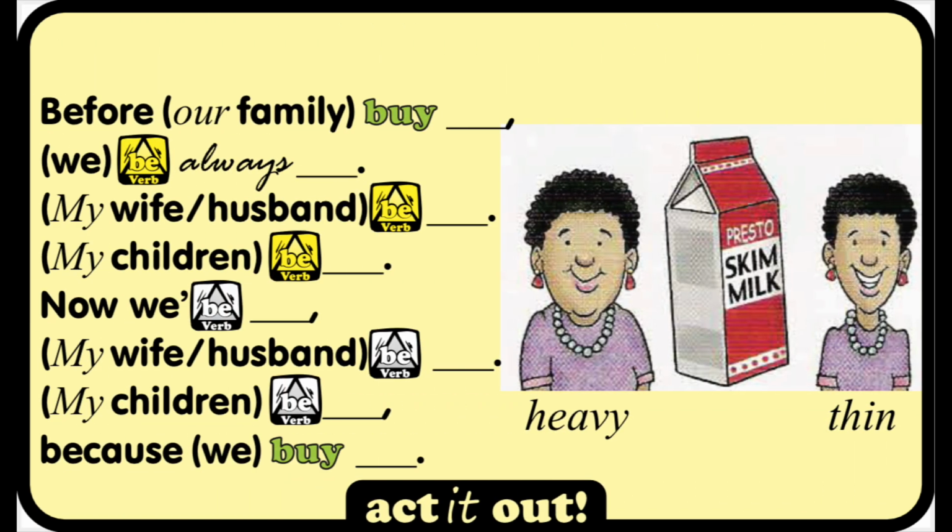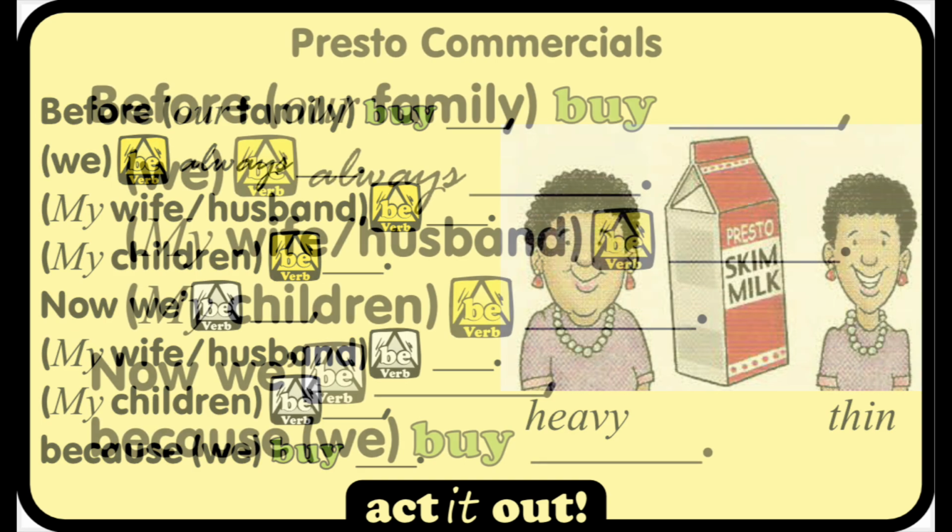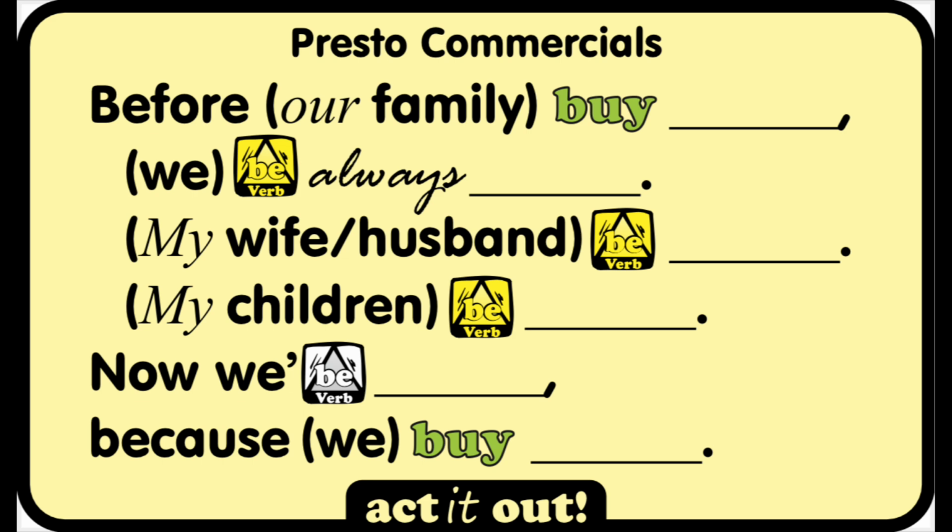Before our family bought Presto skim milk, we were always heavy. My wife was heavy, my children were heavy. Now we're thin. My wife is thin, my children are thin because we bought Presto skim milk. All right, now make one of your own.